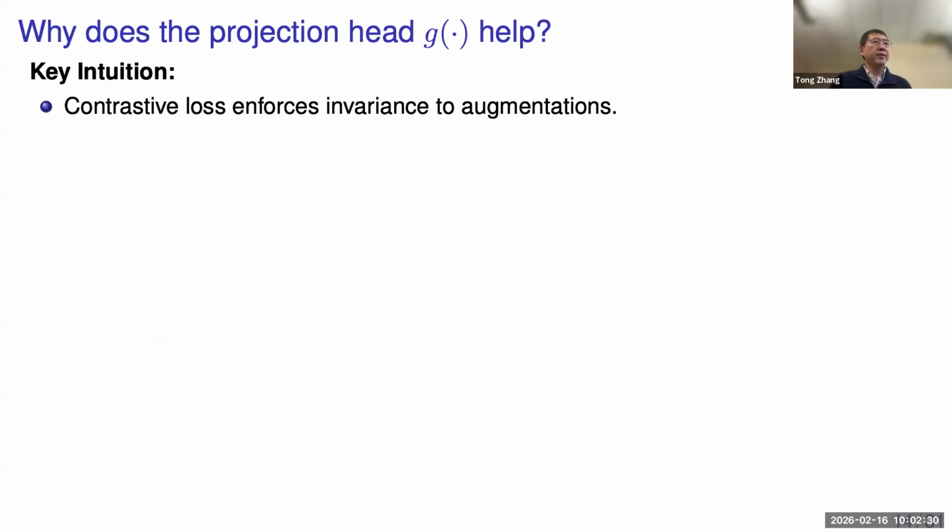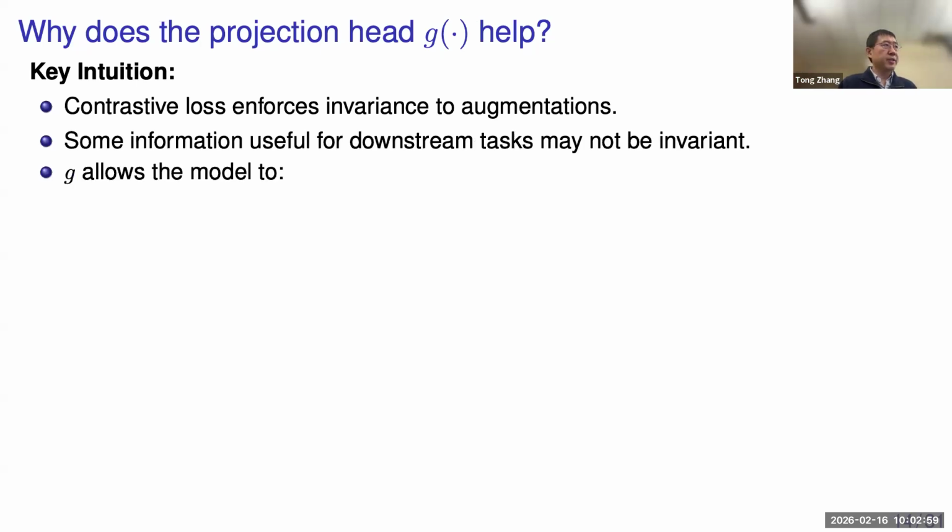But why do we want that? One explanation, of course, is that it increases your performance. Otherwise, there's no point in putting that in. But what is the explanation? The explanation is the following, given in the paper. I'm just copying what they are saying. Contrastive loss enforces invariance to the augmentations, which is desirable. That's the philosophy about this particular loss function.